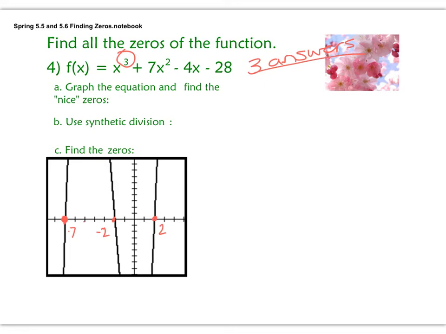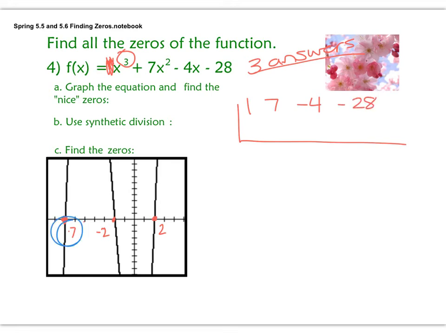But let's look what happens. Let's just kind of check these, because sometimes it could look like it crosses, but what if it was like negative 6.9999999? That's really close to -7. And this graph is very pixelated, so you can't always be positive. So we can check it real quick with synthetic division. So I'm going to set it up. Remember, we have coefficients. Ooh, that's a 1, sorry. So we have 1, 7, -4, and -28.